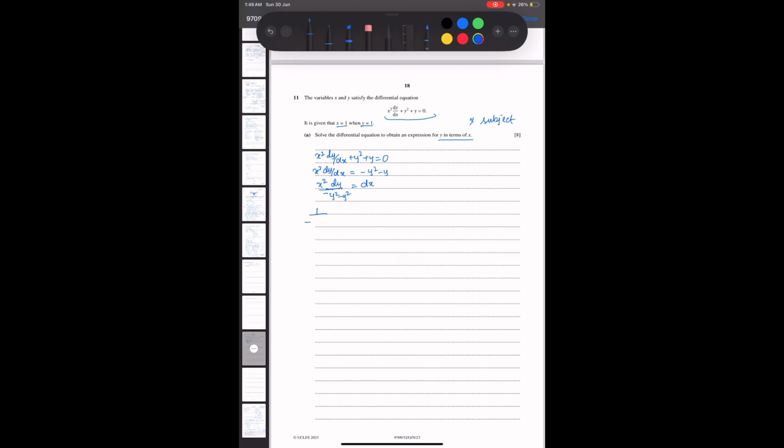Now 1 upon minus y squared minus y with respect to y is equal to 1 upon x squared with respect to x. If I just take this minus sign outside, it's y squared plus y with respect to y and 1 upon x squared with respect to x. I'm going to integrate them, right? So integrating 1 upon y squared plus y with respect to y is equal to integrating 1 upon x squared with respect to x.